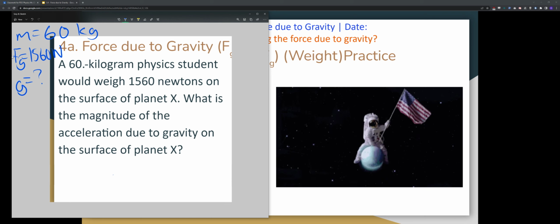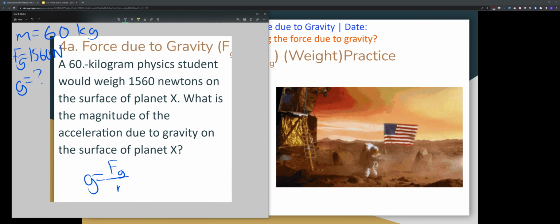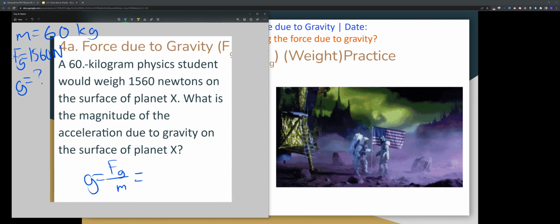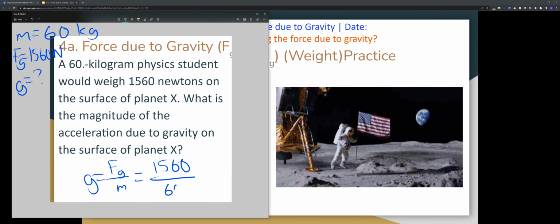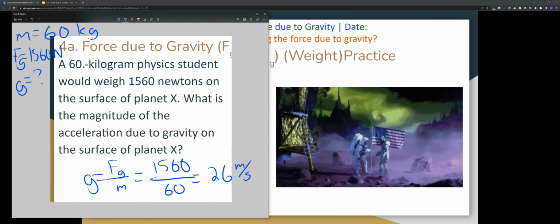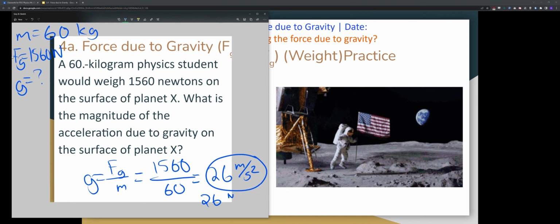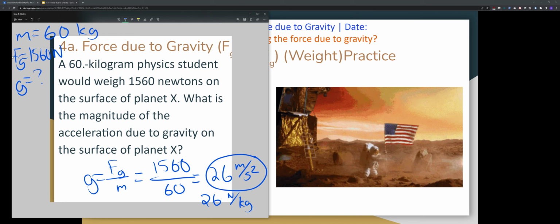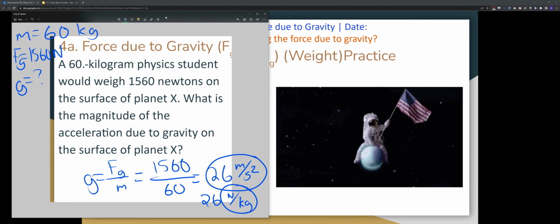So now you have this formula. G is equal to Fg over m. So Fg is 1,560, mass is 60, and you get somewhere around 26 meters per second squared, or 26 newtons per kilogram. Either unit works, either unit is fine, either unit is correct.